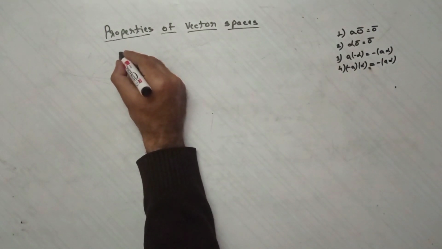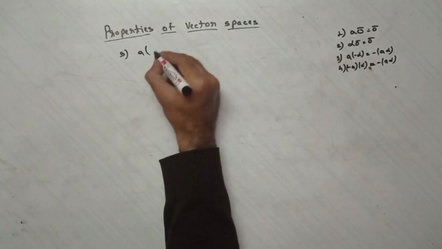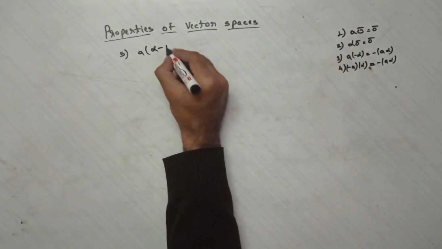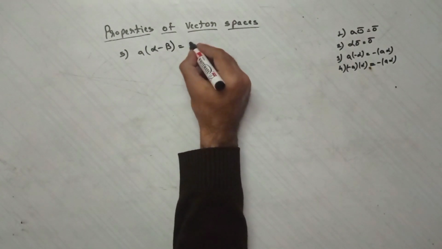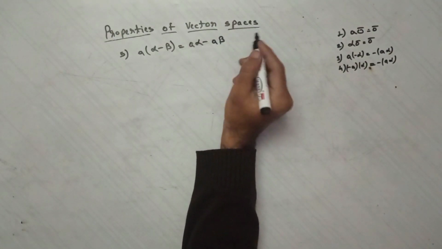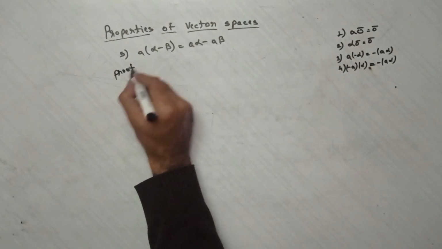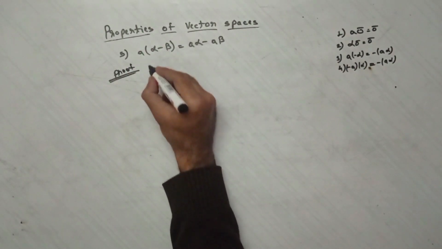Now today we are proving the fifth property, which says that a of alpha minus beta equals a alpha minus a of beta. By using the previous proofs, we get this conclusion.